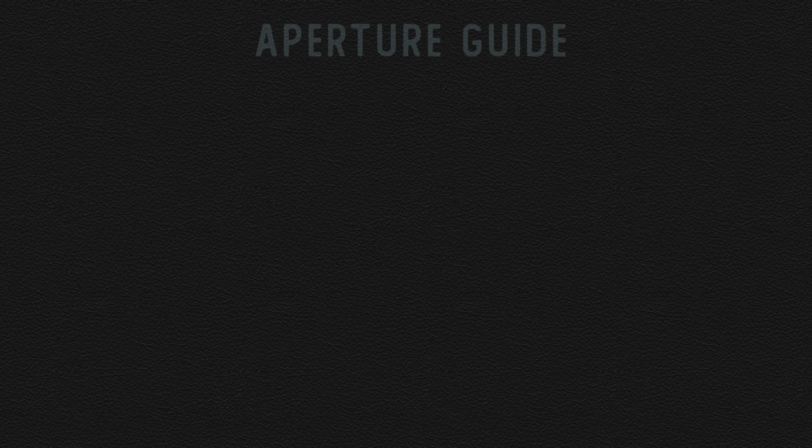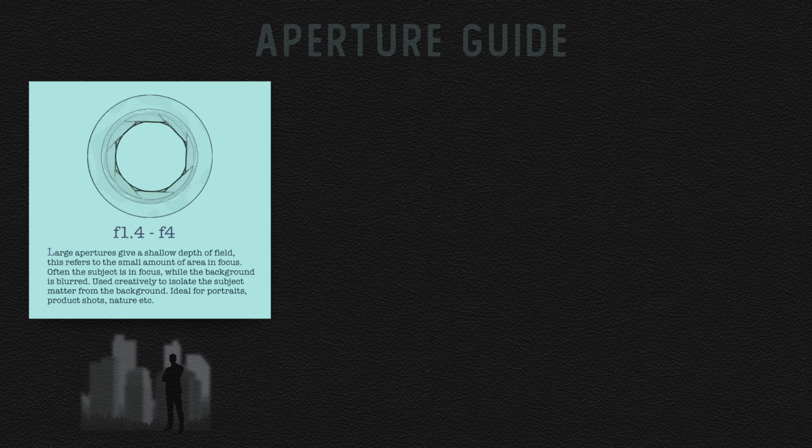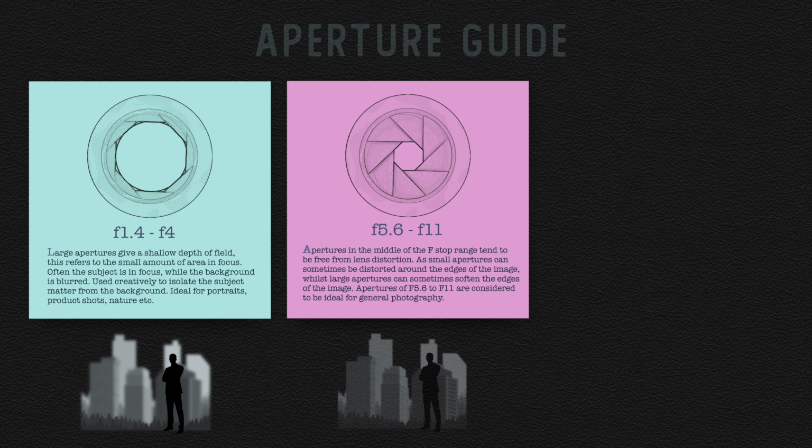Now, it is the larger aperture sizes that give us the shallow depth of field, the amount of blurry background, if you like. Now, used creatively, we can isolate a subject from the background, and this is ideal for portraits, product shots, etc. Now, middle aperture sizes are considered to be ideal for general photography. They have the least amount of lens distortion.